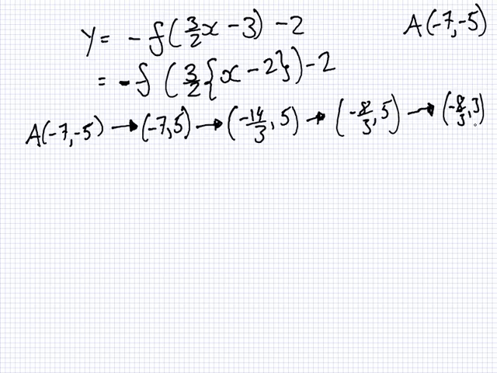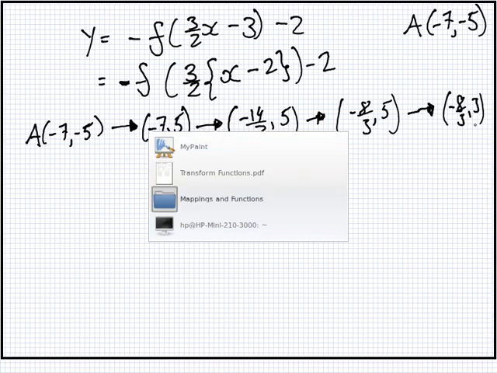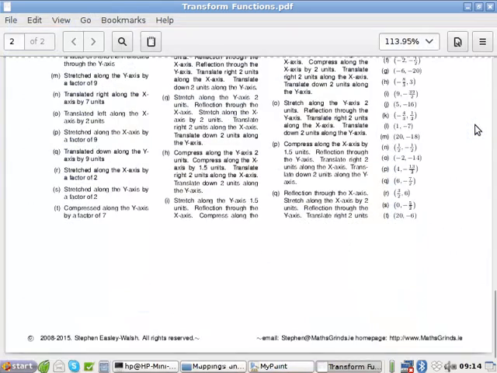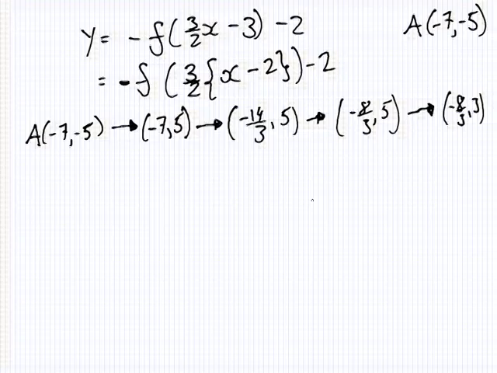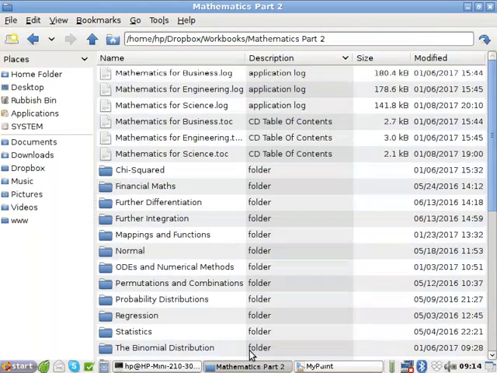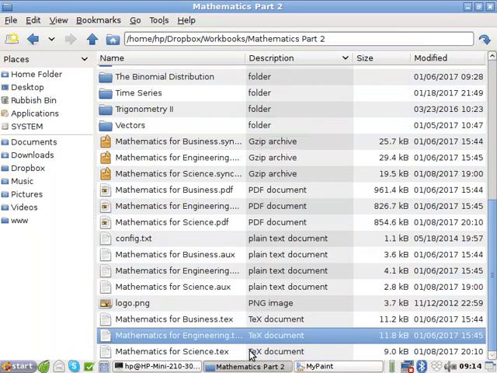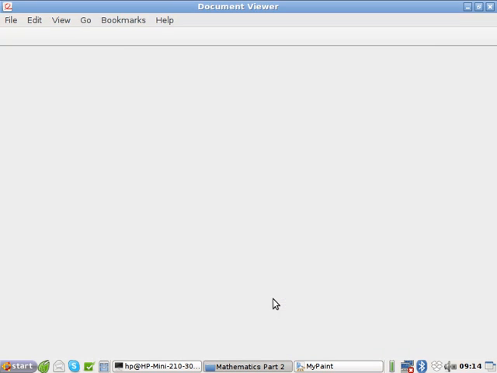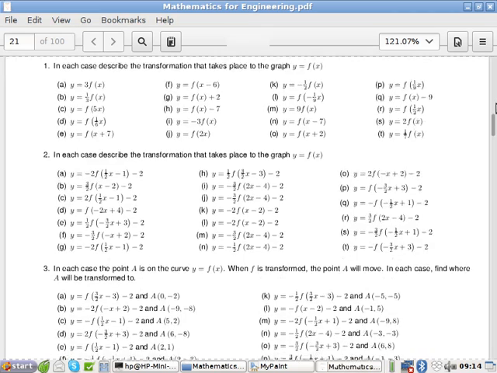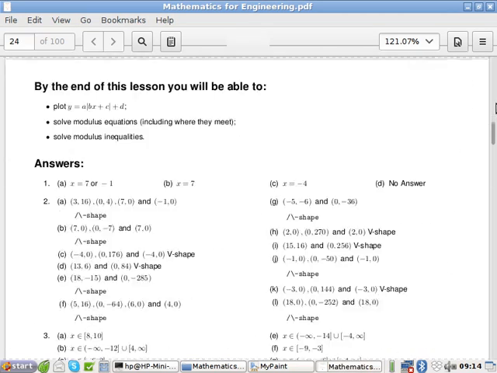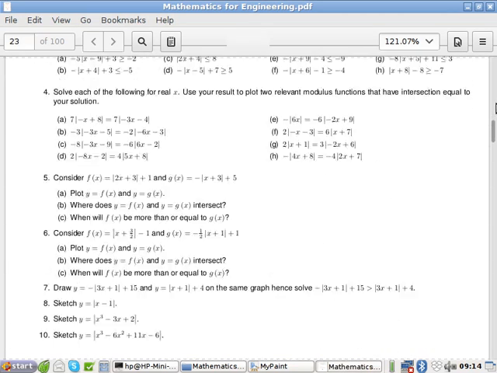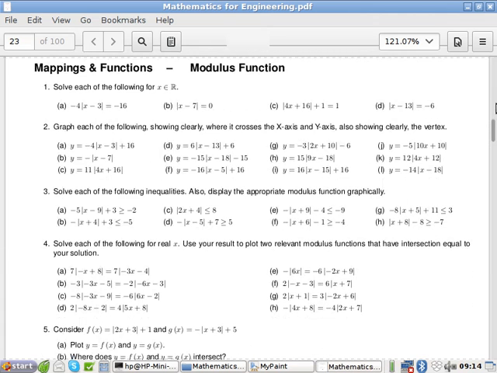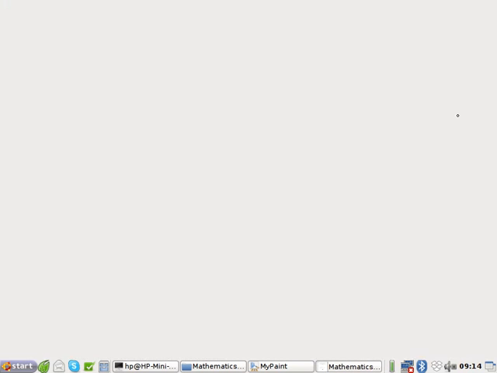Got it? Yeah. Anything else from last week? We'll start the next lesson? Yep. Okay. So our next lesson, I think it's called Modulus function. It is Modulus. I think it's also the last lesson in this chapter as well, isn't it? Yeah, it is. Okay.